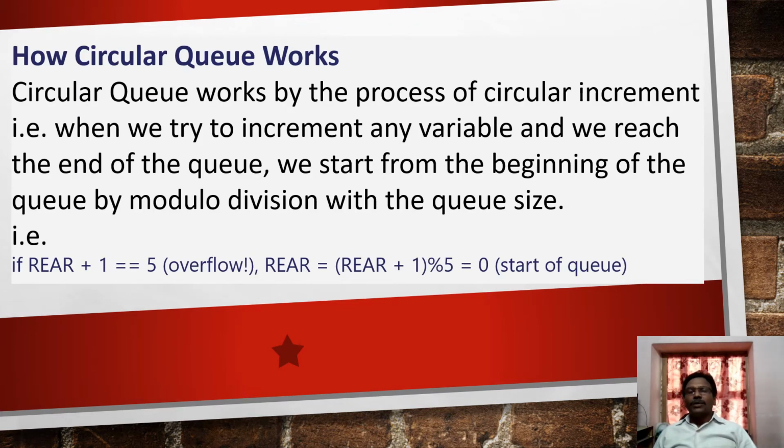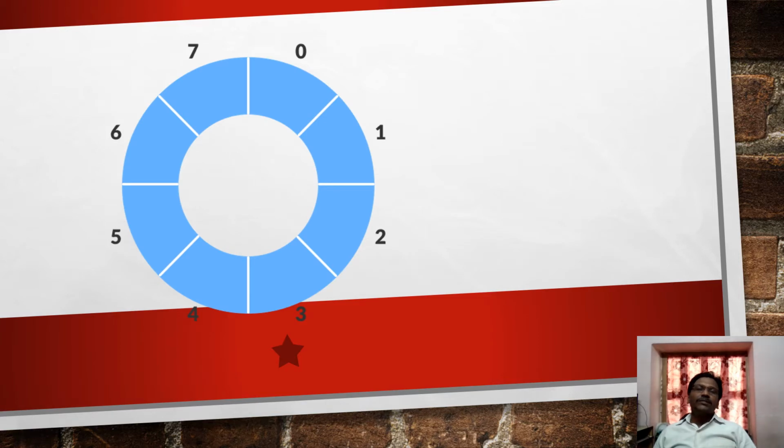How does a circular queue work? The circular queue works by the process of circular increment. It means when we try to increment any variable and we reach the end of the queue, we start from the beginning of the queue by modulo division with the queue size. The circular queue can be represented in a circular form or the normal way also.